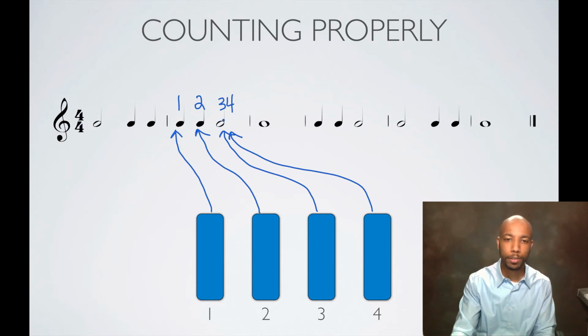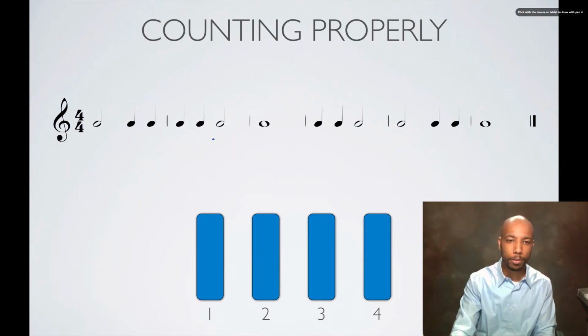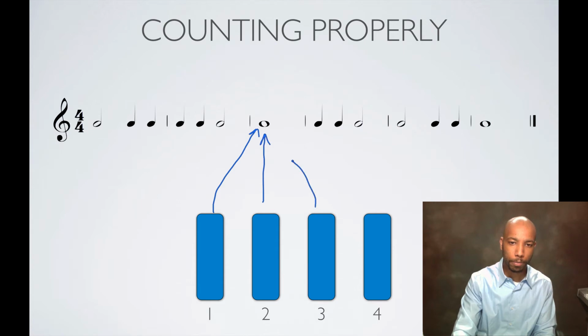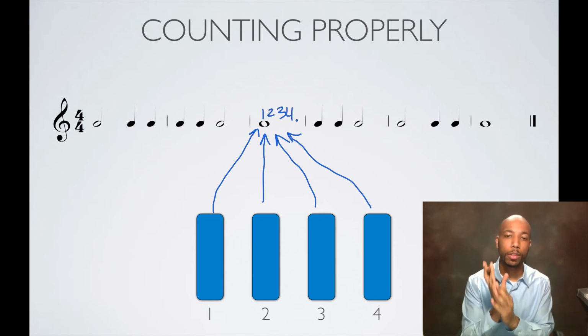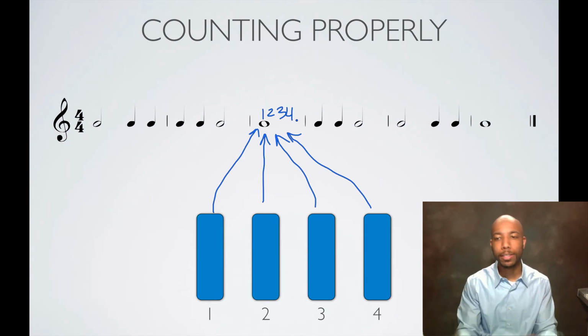All right, let's move on to the third bar, and this will be the last bar that we do. This is a 4-beat note. It's a whole note, so it gets all 4 chocolate bars, just like before. And so the count would be 1, 2, 3, 4. And that's how you should count from now on, because this is the more correct way of counting.